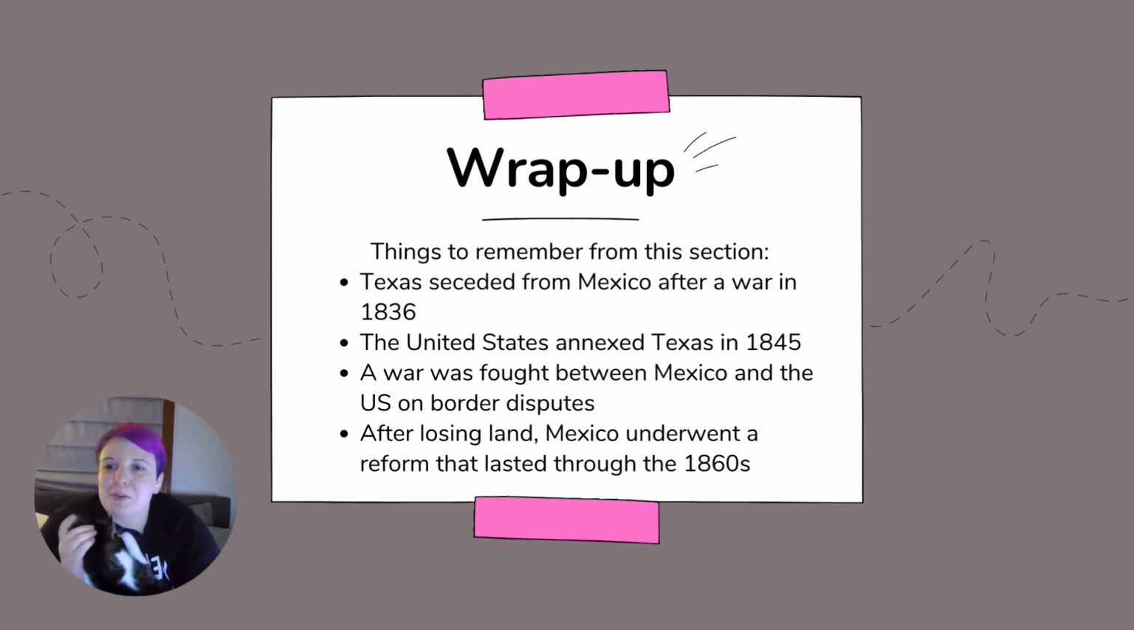So things to remember from this section: Texas seceded from Mexico after the war ended in 1836. After about 9 years of independence for Texas, the United States did annex Texas in 1845. After this, the war was fought between Mexico and the United States on border disputes, the Nueces and Rio Grande rivers. And then after losing the land, Mexico underwent a reform that lasted through the 1860s.